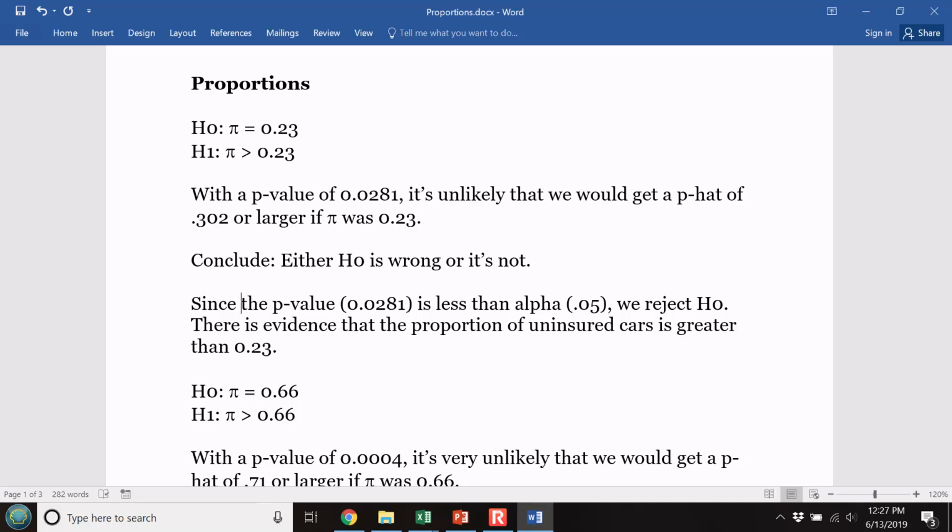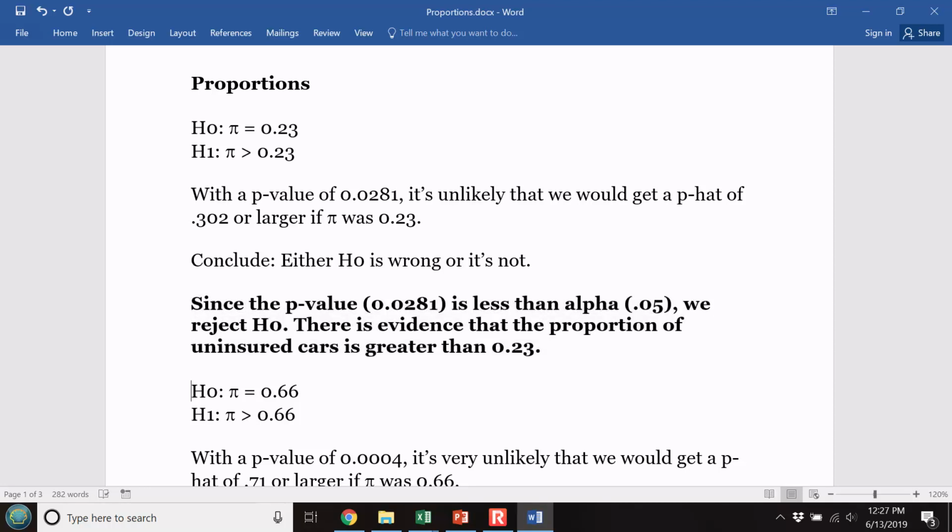This is a formal statistical conclusion. We don't know that we're right though, because we don't know what the population actually is. All we have is our sample. There is a chance we've made a mistake. Because, remember what this p-value is. It's the probability of getting something this big or larger when this is true. So there's a 2.81% chance we're wrong.